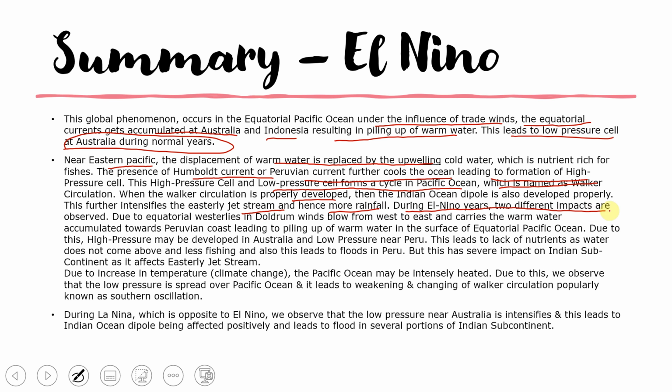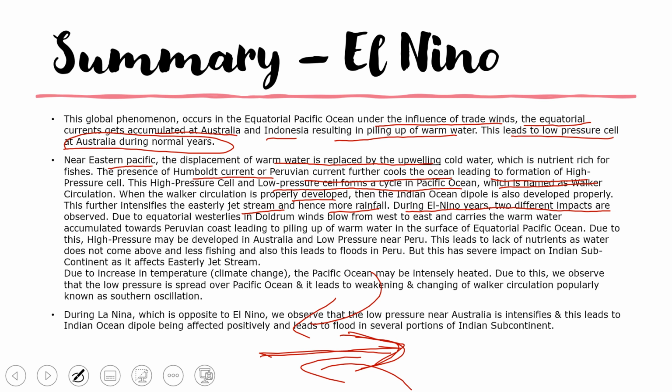During El Nino years, two different impacts are observed due to equatorial westerlies in the doldrums, and you will be getting trade winds here. The doldrum is calmness, with very intense low pressure in that area. You will get those things again in part 1. If you are having some difficulties, go to part 1 and you will understand everything. Here also I have repeated many times, but if you go to part 1, it will be very easy for you.